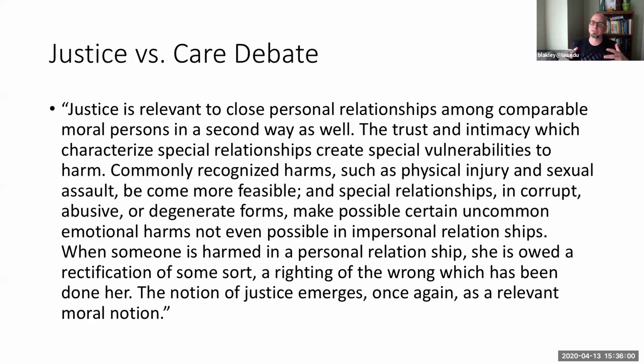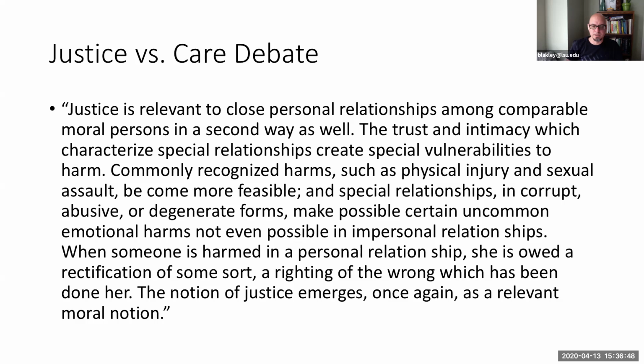So how is it that justice is relevant to interpersonal relationships, right? To close concrete interrelationships like student, teacher, parent, child, siblings, friends, all those sorts of things that didn't seem to get included in our more mainstream modern moral theories where social relationships were construed very abstractly. So justice is relevant to close personal relationships among comparable moral persons in a second way as well. The trust and intimacy which characterize special relationships create special vulnerabilities to harm. Commonly recognized harms such as physical injury and sexual assault become more feasible, and special relationships in corrupt, abusive, and degenerate forms make possible certain uncommon emotional harms not even possible in impersonal relationships.